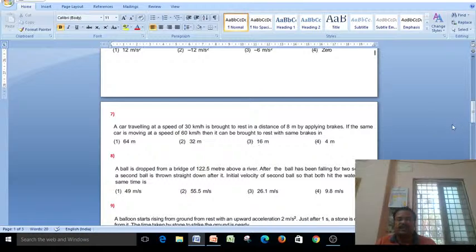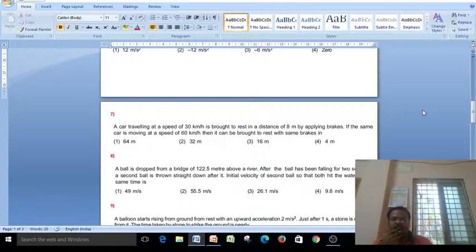So let us check the next question, the 8th question. A ball is dropped from a bridge 122.5 meter above a river. After the ball has been falling for 2 seconds, a second ball is thrown straight down after it. What initial velocity of the second ball is needed so that both hit the water at the same time?